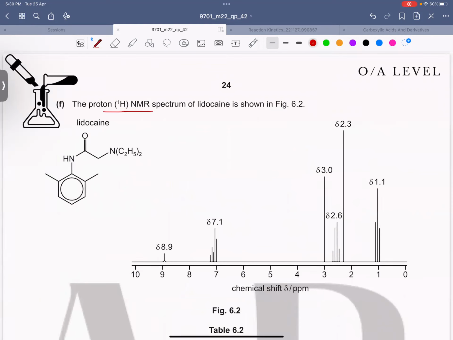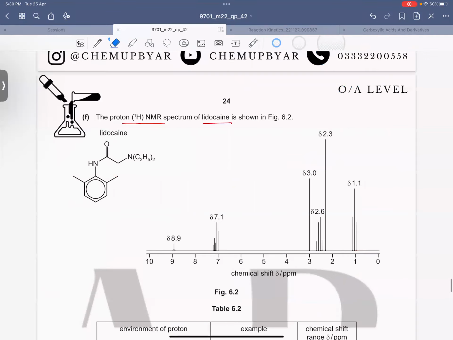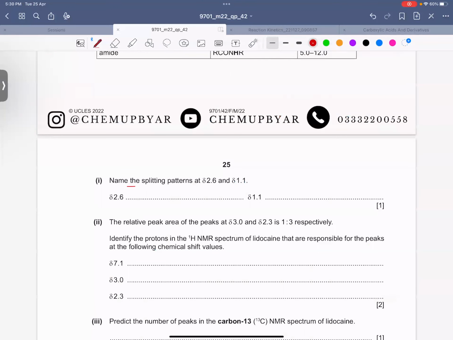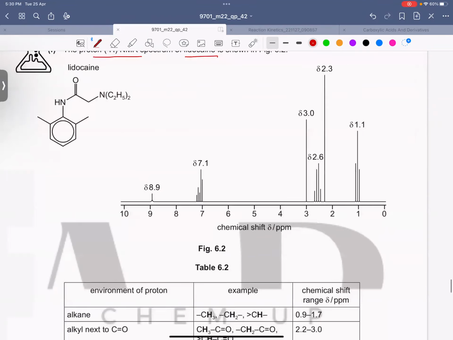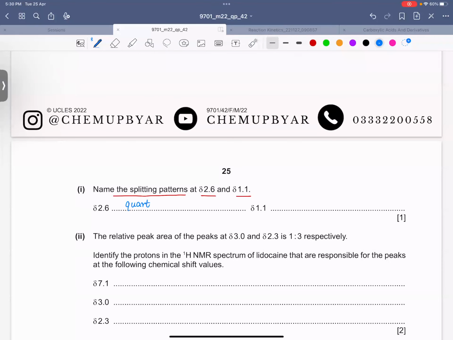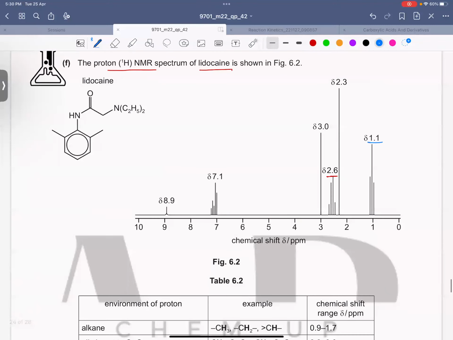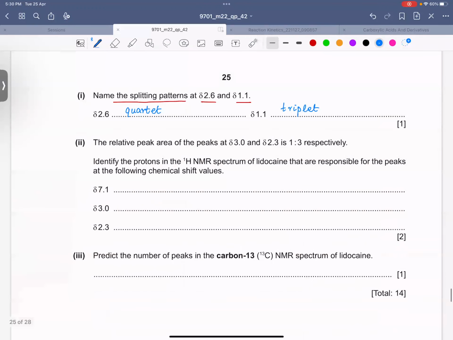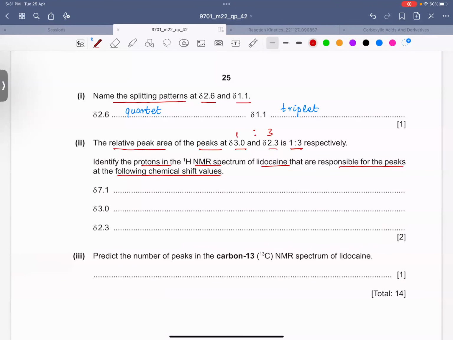The proton NMR spectrum of lidocaine is shown. Here you have the structure of lidocaine, and here is the NMR spectrum. Okay, here we are provided with the values. First, they are asking, name the splitting pattern at 2.6 and 1.1. So at 2.6, if you see, there are 4 signals, which means it's a quartet. And at 1.1, there are 3 signals, which means it's a triplet. Now, the relative peak area of peaks at 3.0 and 2.3 is 1:3 respectively. Identify protons in the proton NMR spectrum of lidocaine that are responsible for the peaks at the following chemical shifts. Okay.